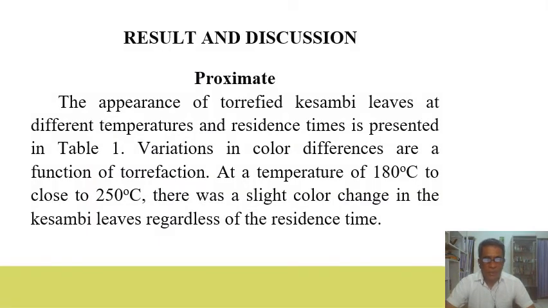Results and discussion. The appearance of torrefied Kasambi leaves at different temperatures and residence times is presented in table 1. Variation in color is a function of torrefaction. At a temperature of 180 degrees Celsius to close to 250 degrees Celsius, there was a slight color change in the Kasambi leaves regardless of the residence time.